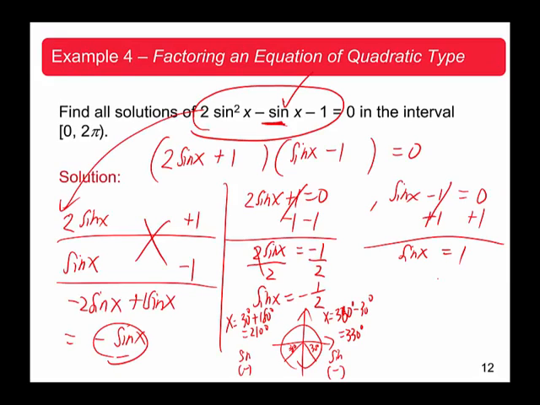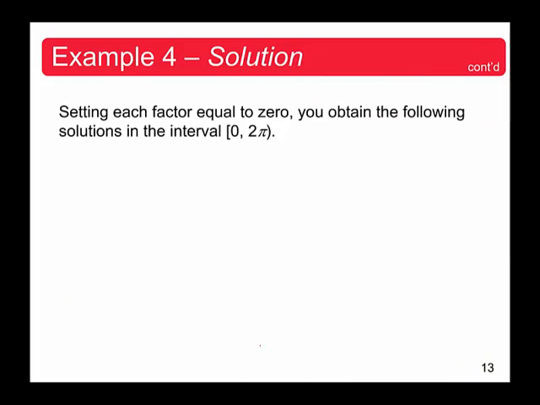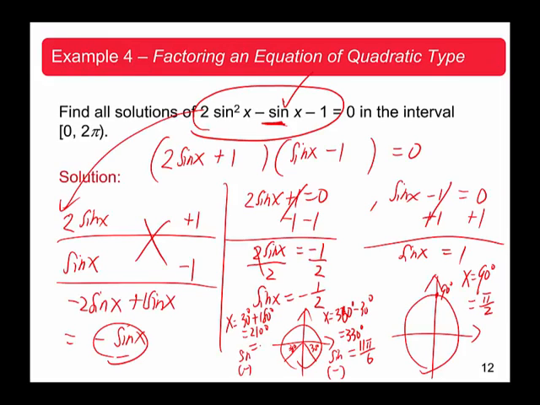Okay, and for sine x equal to 1, sine reaches 1 on the 90 degree angle, right? So x equals 90 degrees. So if you turn all three of them into the radian measurement, 90 degrees equals pi over 2. 330 degrees equals 11 pi over 6. 210 degrees equals 7 pi over 6. So three solutions within the first cycle.